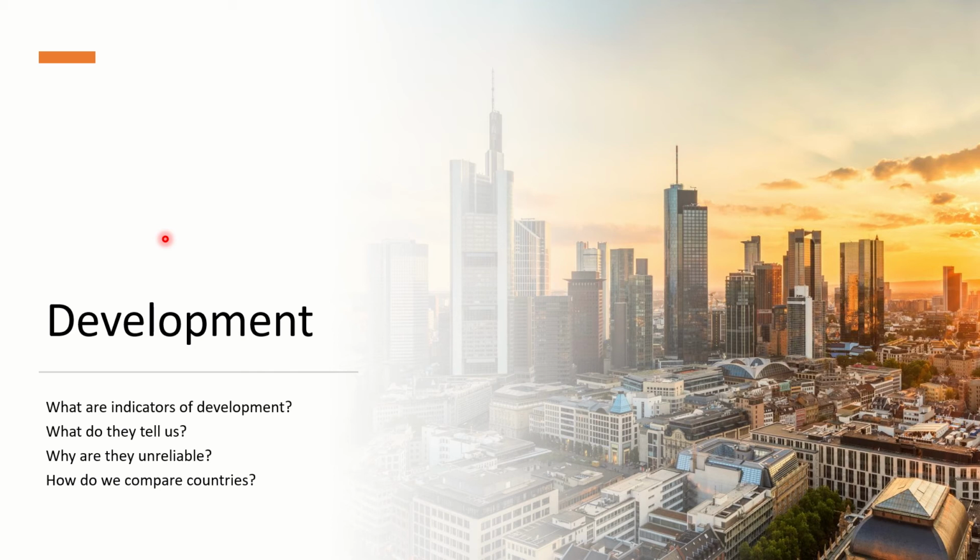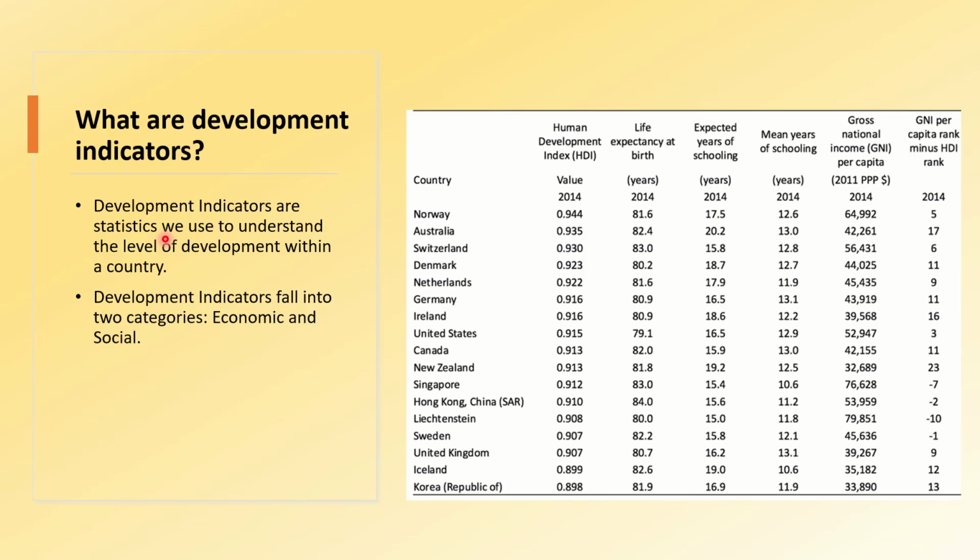In this lesson I'm going to talk to you about four key elements. What are indicators of development? What do they tell us? Why can they not be relied upon, and why are they unreliable? And how do we compare countries using them? So let's get started. First of all, what is a development indicator?